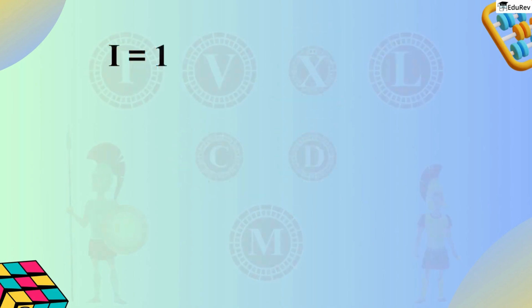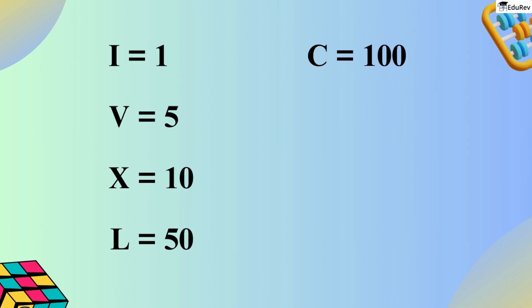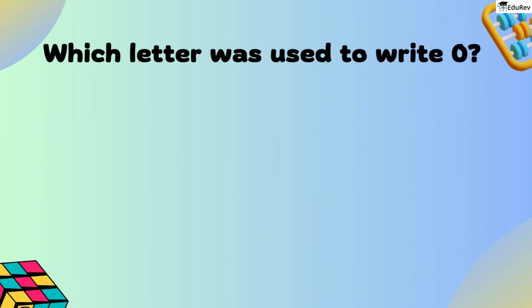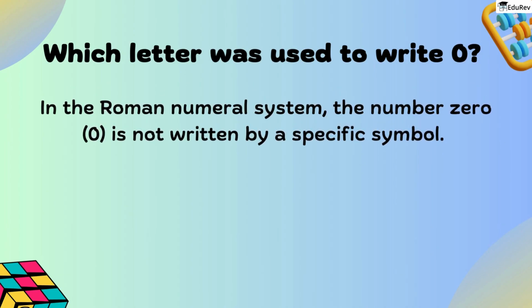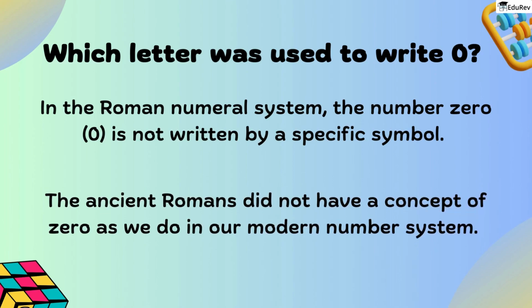In Roman numerals, I is equal to 1, V is equal to 5, X is equal to 10, L is equal to 50, C is equal to 100, D is equal to 500 and M is equal to 1000. But which letter was used to write 0? In the Roman numeral system, the number 0 is not written by a specific symbol. The ancient Romans did not have a concept of 0 as we do in our modern number system.